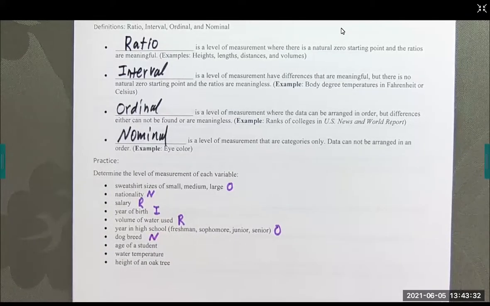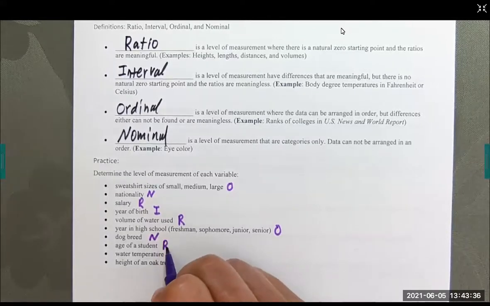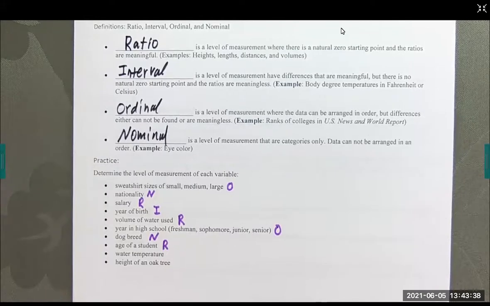Age of a student. Now, age of a student is ratio because the age of a student could be 0. I guess the person's just born. And then you have someone who's twice as old as someone else. You could have a 10-year-old, you could have a 20-year-old, and the 20-year-old is twice the age of the 10-year-old. So those ratios do matter.